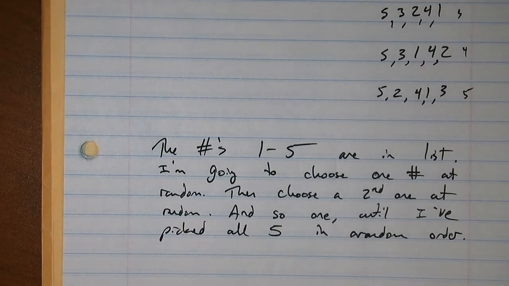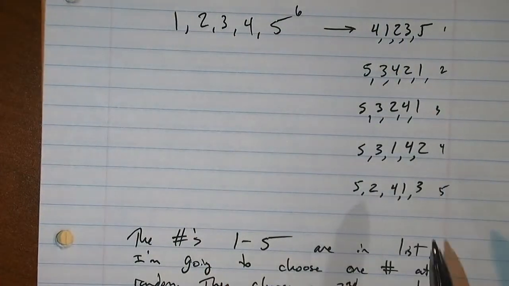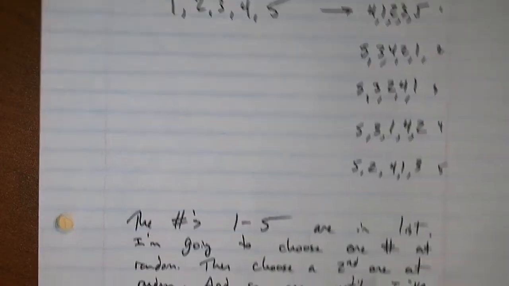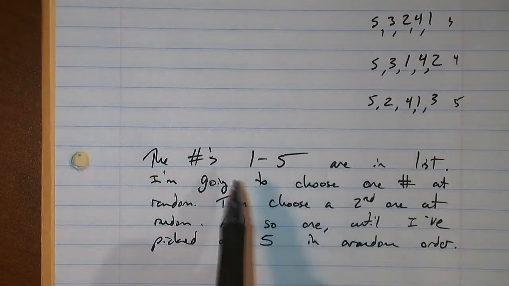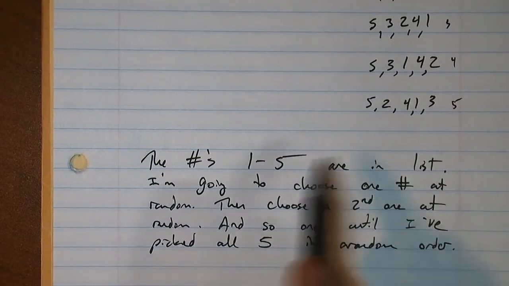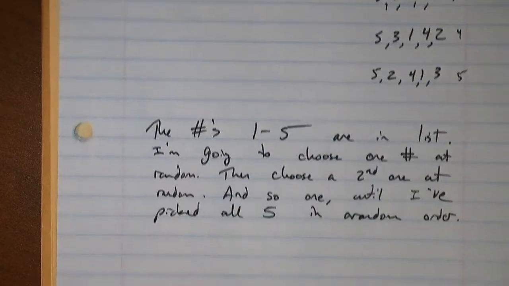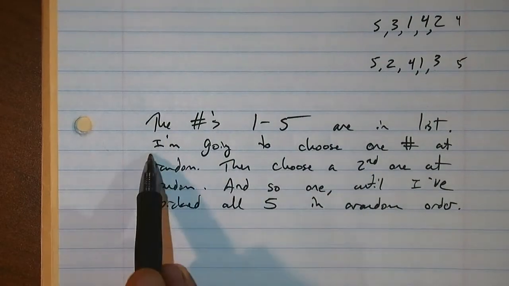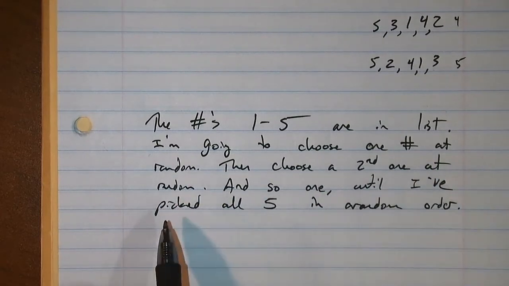In fact, if I were to show you the little program that I wrote for my calculator in order to achieve this, that's exactly what the program does. It takes the numbers 1 through 5, it picks one number at random, and then it picks another number at random from what's left, and then it picks another number at random from what's left, and eventually I end up with these numbers in a random order. Okay, so the numbers 1 through 5 are in a list. We're going to choose one number at random, then choose a second number at random, and so on until we've picked all 5 in a random order.